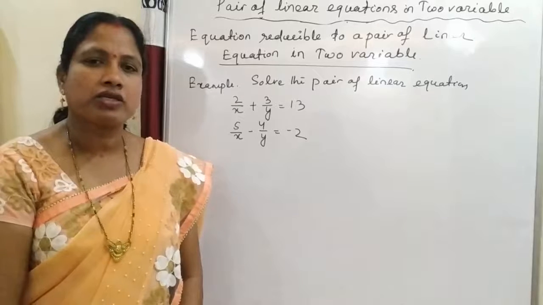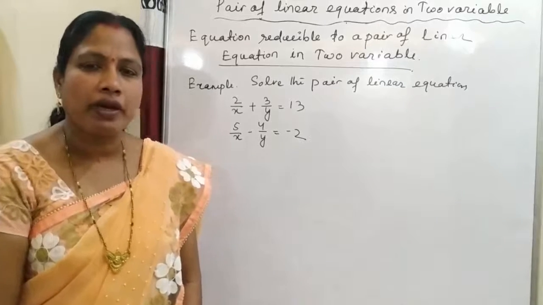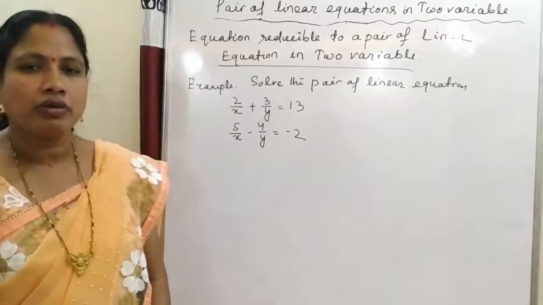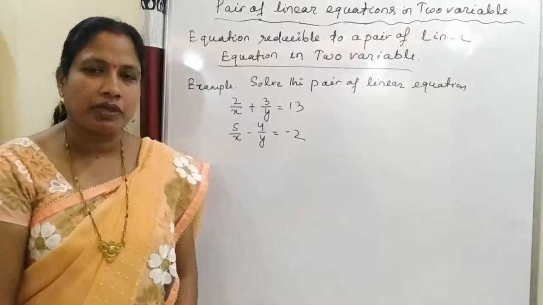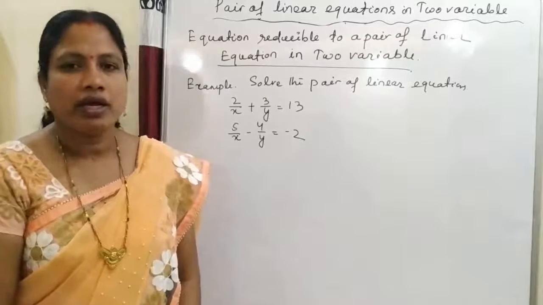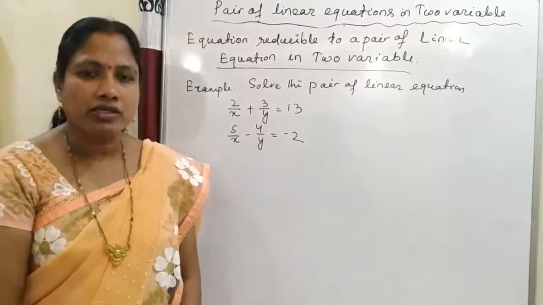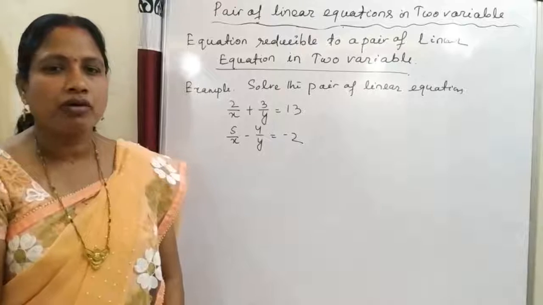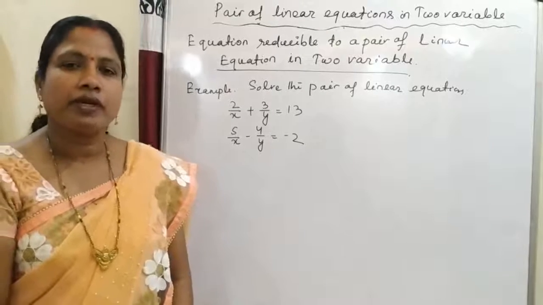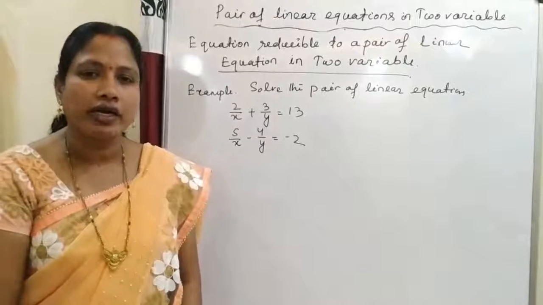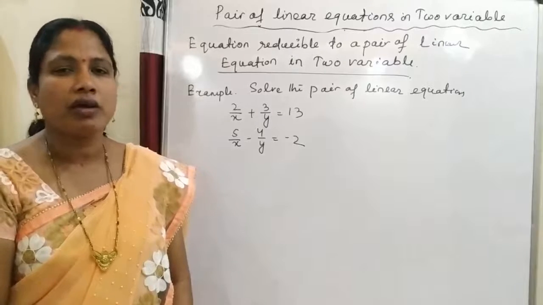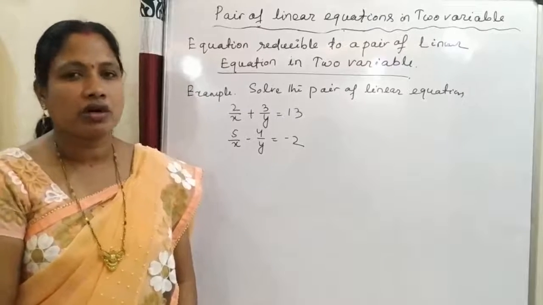Previously, we have discussed four methods to solve a pair of linear equations in two variables. The four methods are graphical method, substitution method, elimination method, and cross multiplication method. Here in this section, we shall discuss such pairs of linear equations which are not linear, but we can reduce them into linear, and then we will solve them.